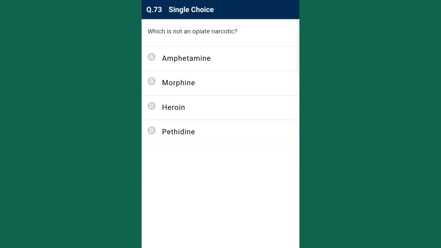Question number 73. Which is not an opiate narcotic? Opioids are drugs that bind to specific opioid receptors present in our central nervous system and gastrointestinal tract. Amphetamine is a stimulant. It is a potent central nervous system stimulant that is used in the treatment of attention deficit disorder. So the answer for this question is option A. Amphetamine is not an opiate narcotic.